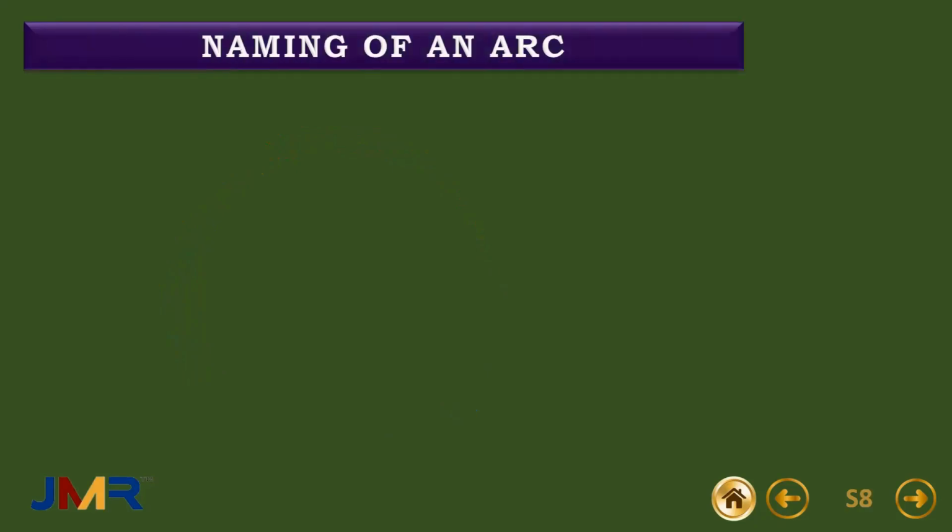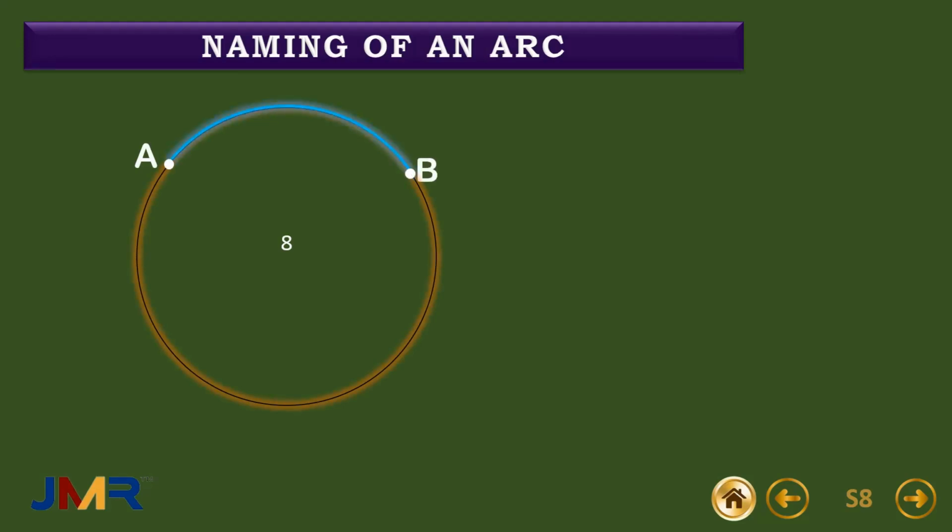Now, how will we name the arc? Let us see. Here is point A. Here is point B. Let us assume this blue shaded arc is called the minor arc, the small arc. This arc is known as the major arc.